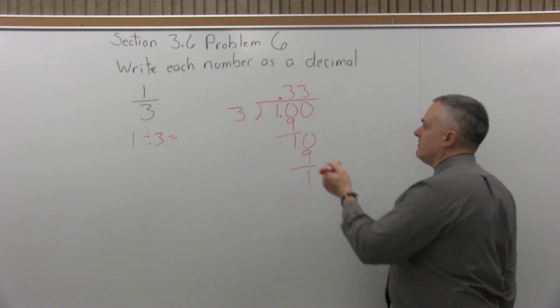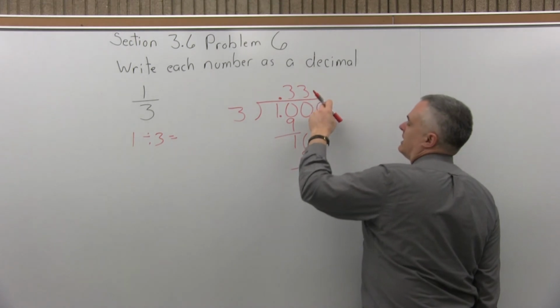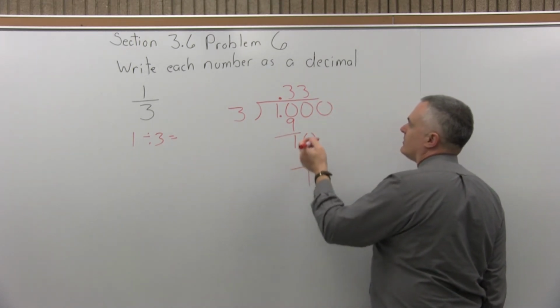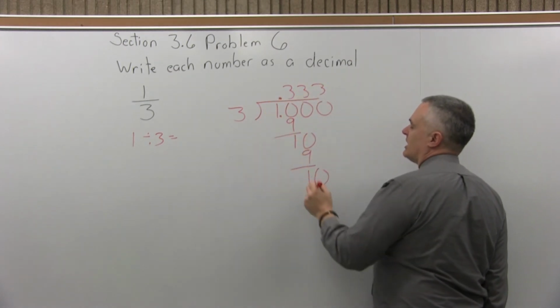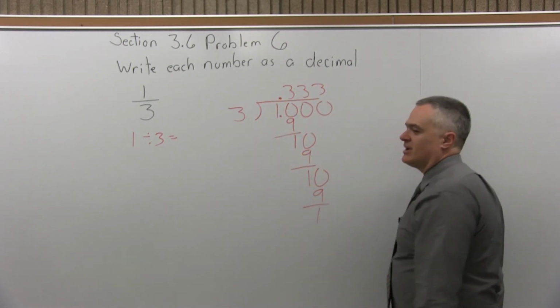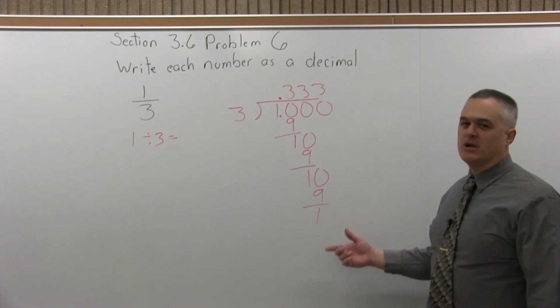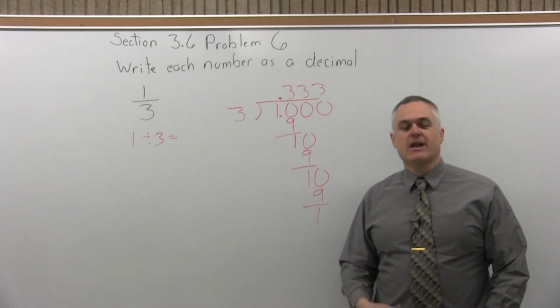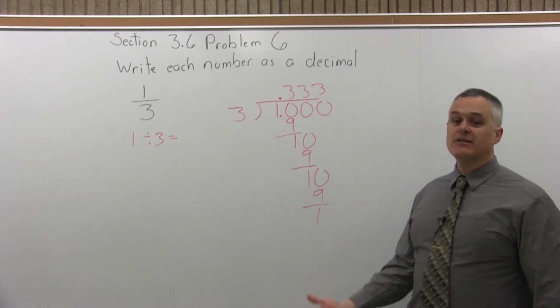So it still didn't go in evenly. So I can add another 0, and then pull it straight down next to the 1. And it's 3 goes into 10 again. So it's also going to be 3. 3 times 3 is 9. The same thing keeps happening again and again. I'm going to keep getting a remainder of 1. Adding another 0, pull it down, put the 3 into 10. It's going to be 9. I'm going to get a remainder of 1. It's just never going to end.